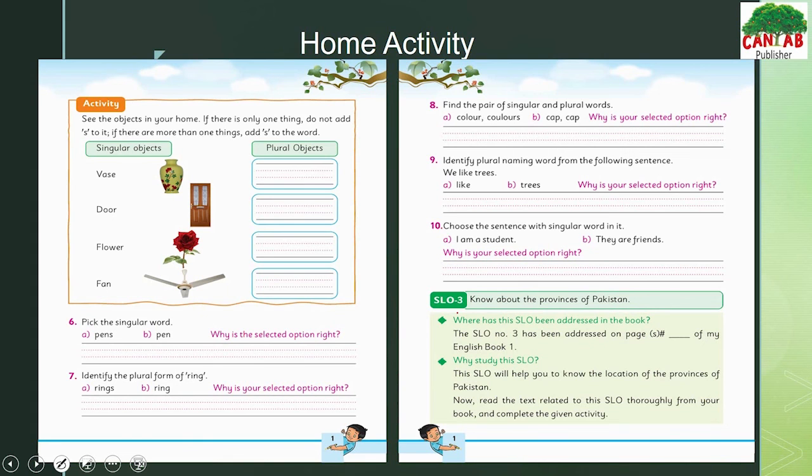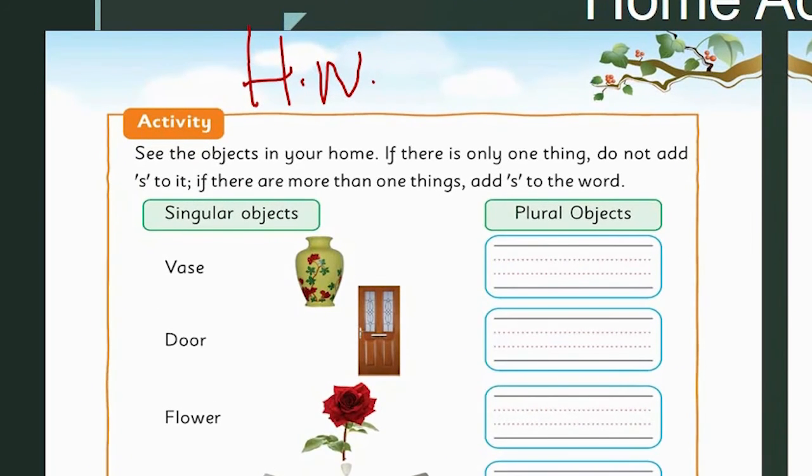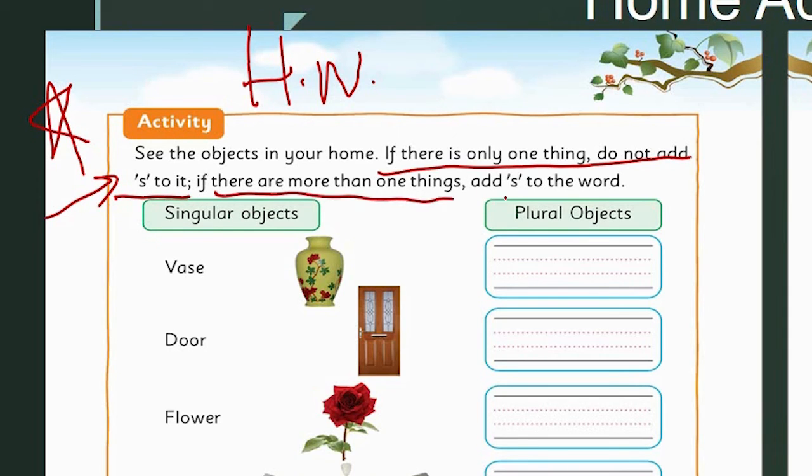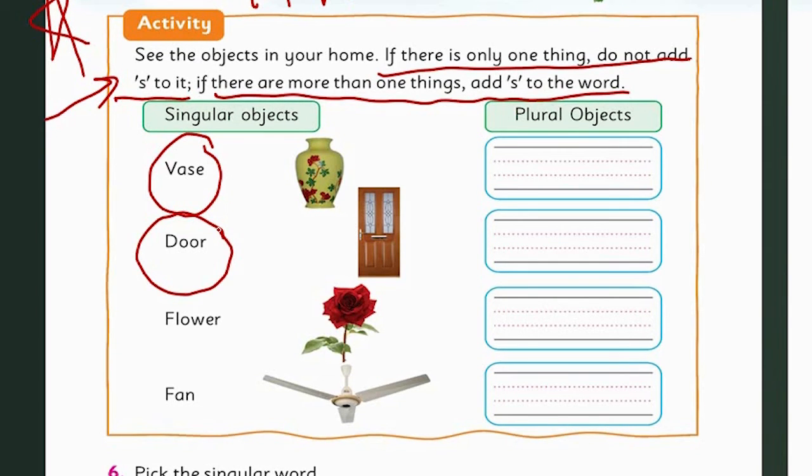These are the 2 pages for your home activity. I would read out loud the question once so that you know what to do. The activity here says, see the objects in your home. If there is only one thing, do not add s to it. If there are more than one things, add s to the word. If you have one vase, if you have one door, if you have one flower, or if you have one fan.